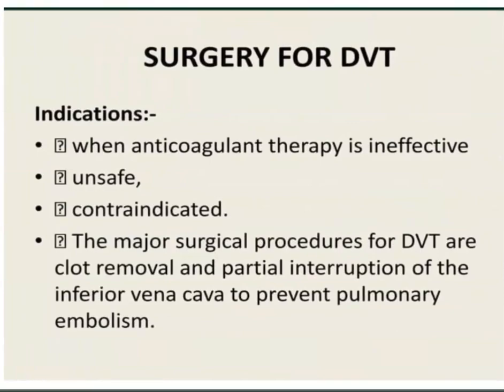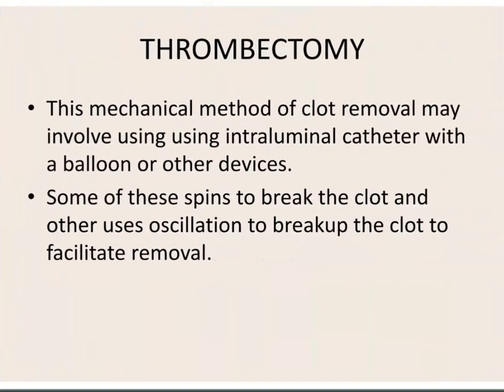Surgery for patients with DVT is indicated when the anticoagulant therapy is ineffective, unsafe, or contraindicated. The main surgical procedures for DVT are clot removal and partial interruption of the inferior vena cava to prevent pulmonary embolism. So we're going to do a thrombectomy, which is just a mechanical method of clot removal.